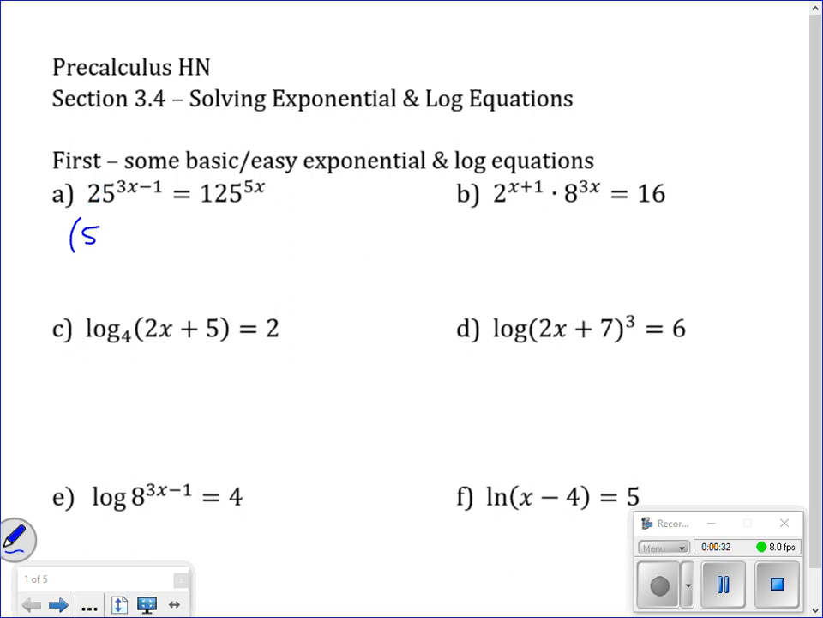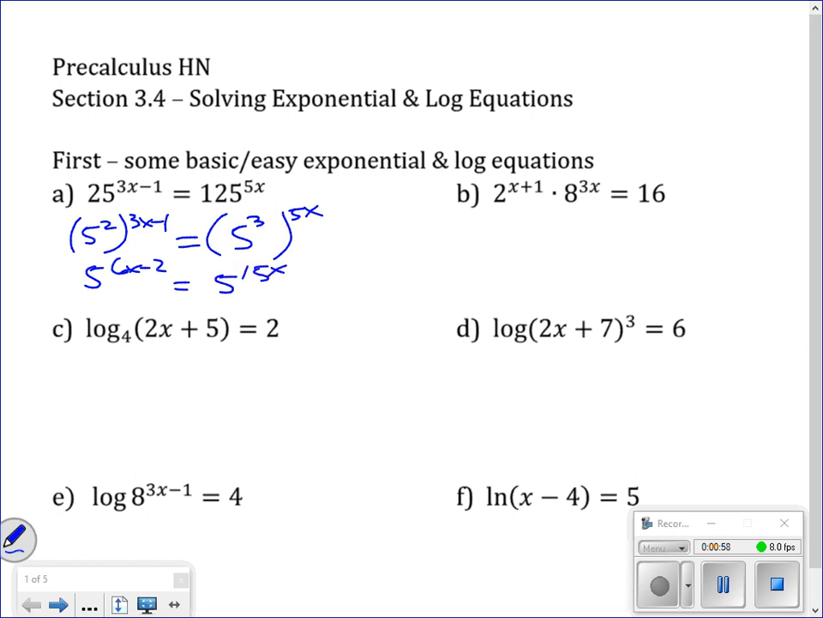25 is really 5 to the 2, and the 3x minus 1 just sits out there. And 125 is really 5 to the 3rd, and then you got 5x. So I don't need to use any tricks of logs or do anything special. All right. What do I do to my exponents when I have it like this? Multiply, right. So I have 5 to the 6x minus 2, and over here I have 5 to the 15x.